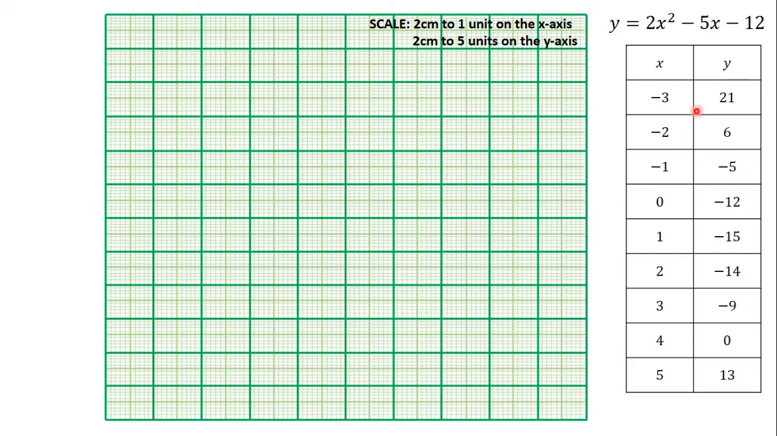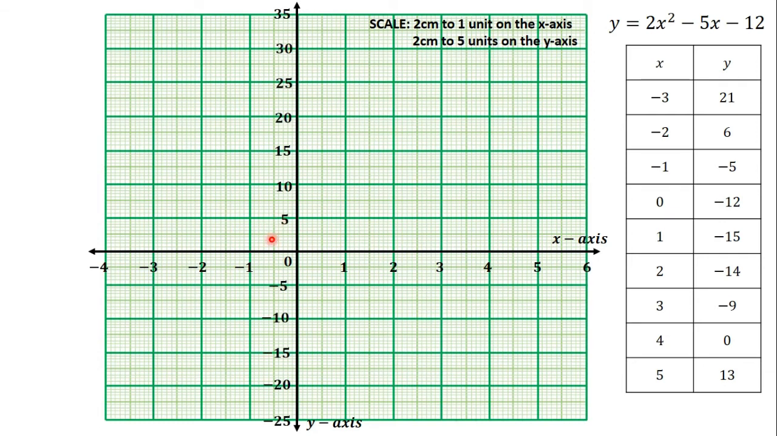By considering the x and y values that I have, I'll choose this horizontal measure grid line as my x-axis, and I'll choose this vertical measure grid line as my y-axis. They meet at this point, so that will be the origin. The scale on the x-axis is 2 centimeters to 1 unit. You have minus 4, minus 3, minus 2, minus 1. You have 0 here, then 1, 2, 3, 4, 5, 6. On the y-axis, the scale is 2 centimeters to 5 units. So I'll have 5, 10, 15, 20, 25, 30, 35 on the positive side. Then on the negative side, I have minus 5, minus 10, minus 15, minus 20, minus 25.